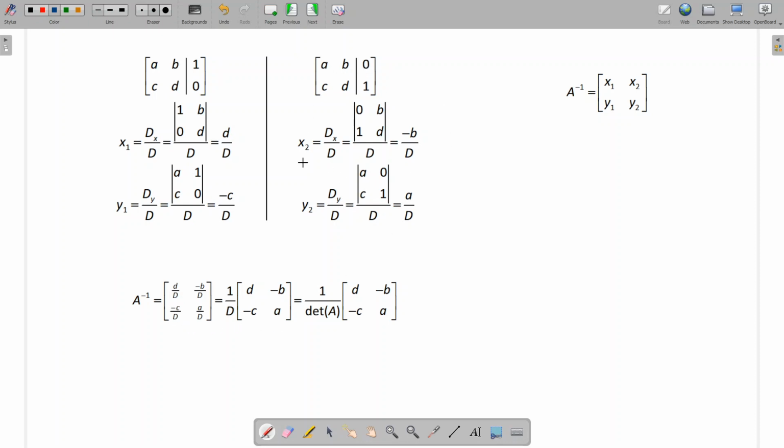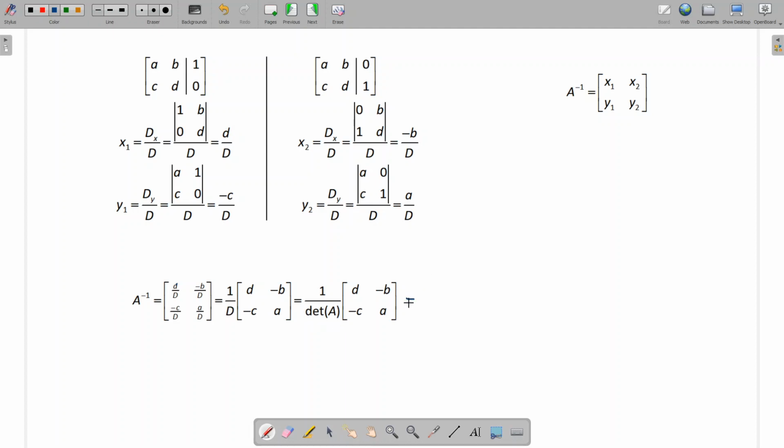We then do the same exact procedure with the other augmented matrix, where its column is a 0 and a 1. And you can see their solutions are negative b over d and a over d. So every single one of these has a d in the denominator. Now what that means is we can actually pull that out using scalar multiplication. I could just write it as 1 over d multiplied by the matrix that just has the numerators in there, which you get here. And remember here, this d is just the determinant of A.